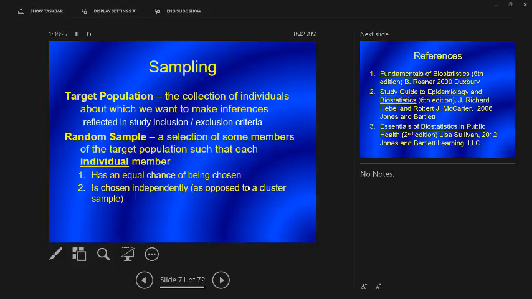So for a simple random sample, every unit from the target population has an equal chance of being chosen and is chosen independently. That's the end of this lecture. We'll pick up next time and use this information that we've talked about on sampling. It's an important segue into hypothesis testing, so that's what we'll talk about next time.